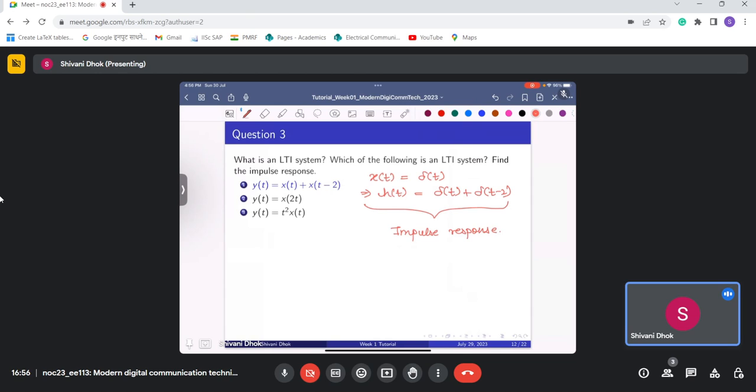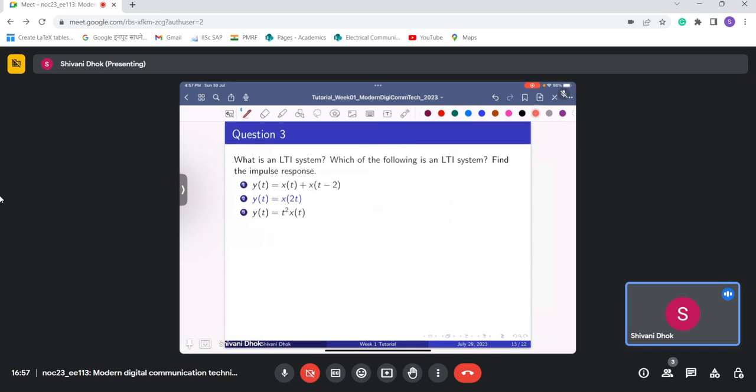I know these concepts are covered in the course of signals and systems, and many of you might be aware of these concepts. However, it is good to just recap them in case we have forgotten or missed some concept, so that we get into digital communication basics more easily.